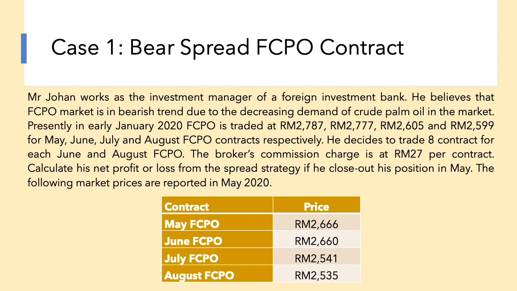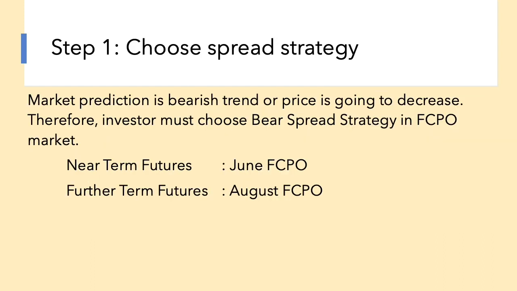The following market prices are reported in May 2020. May FCPO contract is priced at 2666. June FCPO contract is priced at 2660. July FCPO contract is priced at 2541, and August FCPO contract is priced at 2535. To answer this question, in the first step you need to choose your spread strategy. Based on the market prediction mentioned in the question, you expect a bearish trend in the market, or the price is going to decrease, so you must use the bear spread strategy in the FCPO market.